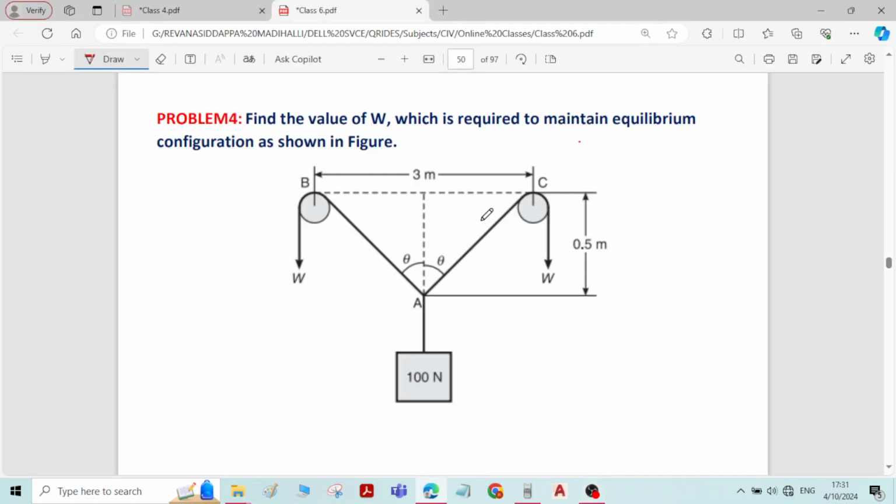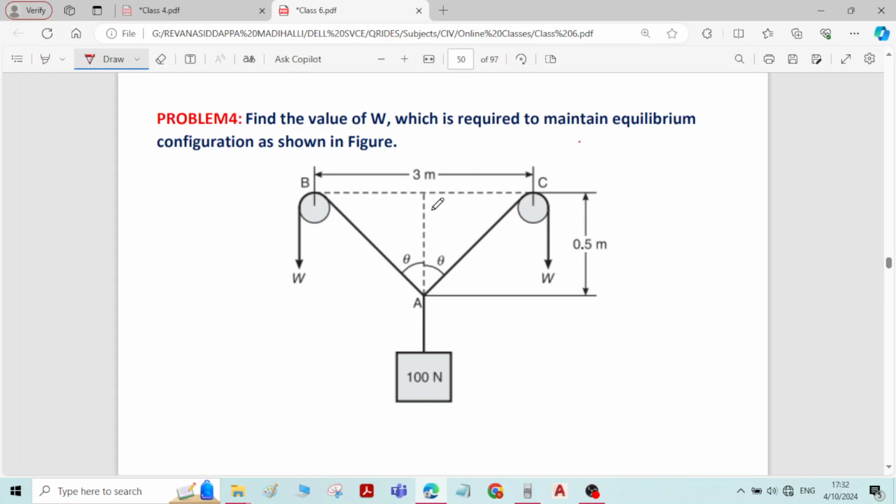So this is problem number 4 on equilibrium of forces. It is asked to find the value of W, which is required to maintain the equilibrium configuration as shown in the figure. Here the inclination of the cables, that is theta, is not given. We have to find it.